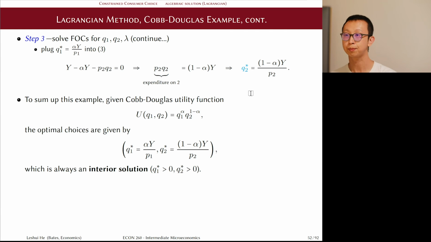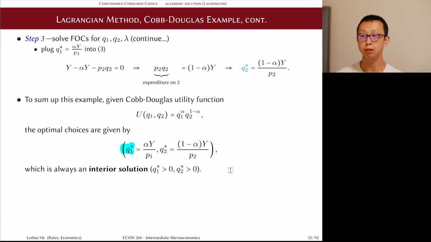There we have it. To sum up the example, given the Cobb-Douglas utility function that has a power alpha on Q1 and power 1 minus alpha on Q2, the optimal choices for the consumer are given by these very precise expressions. The amount of goods consumers should consume to maximize utility are the following. The amount of Q1 should be alpha times y divided by P1, and the amount of good 2 should be 1 minus alpha times y divided by P2.